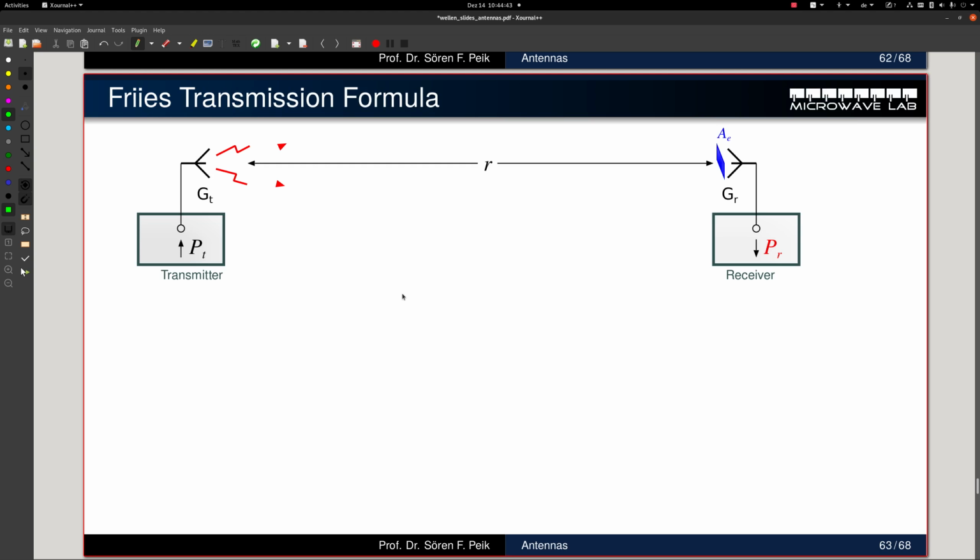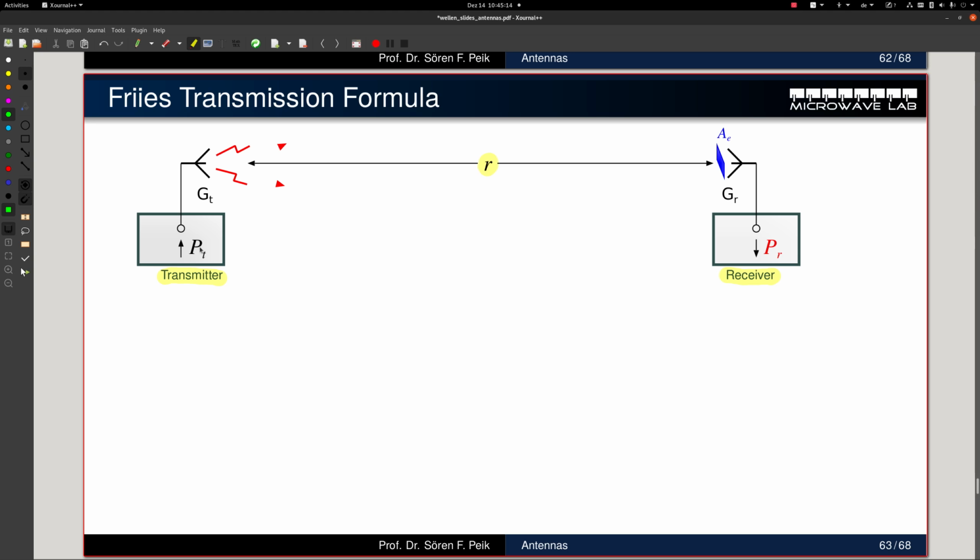Let's take a look at a complete transmission chain here. We have a transmitter on the left and we have a receiver on the right. In between we have a wireless link with a distance r. There's only air, or basically nothing, between. Now, how do we get our P received from our P transmit?